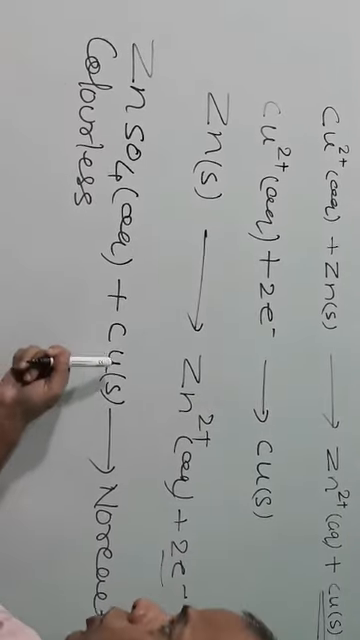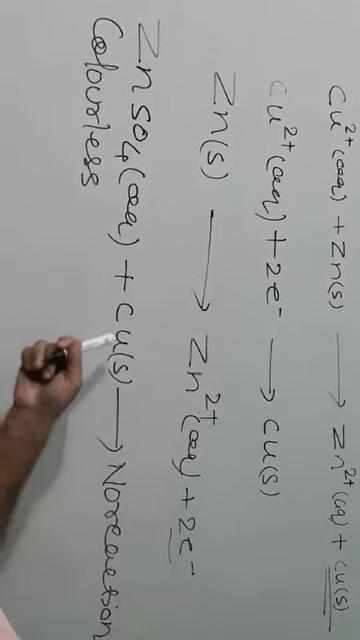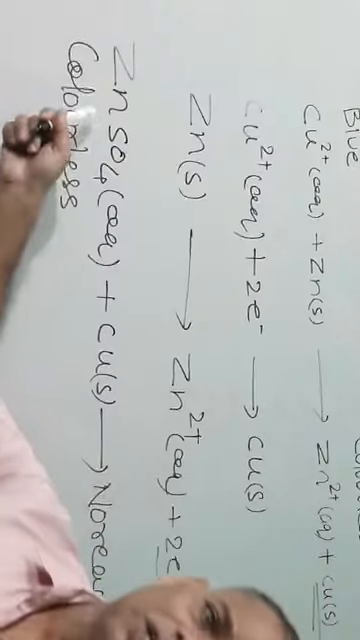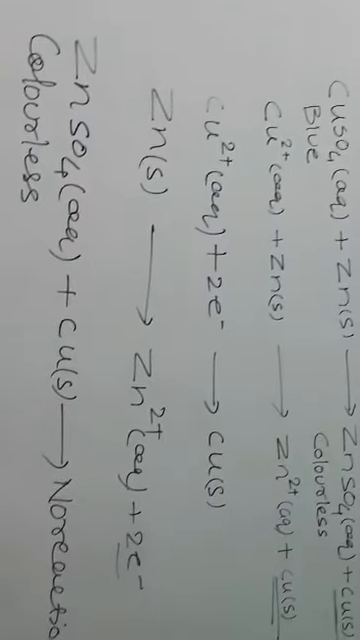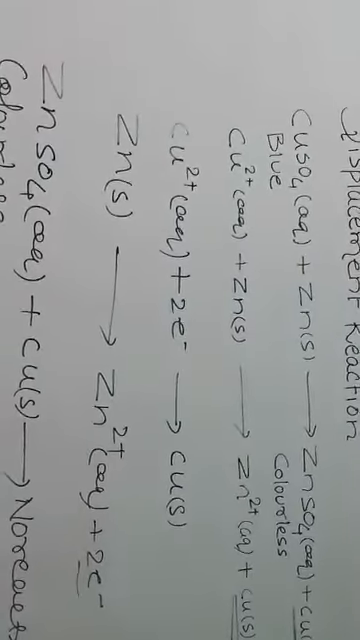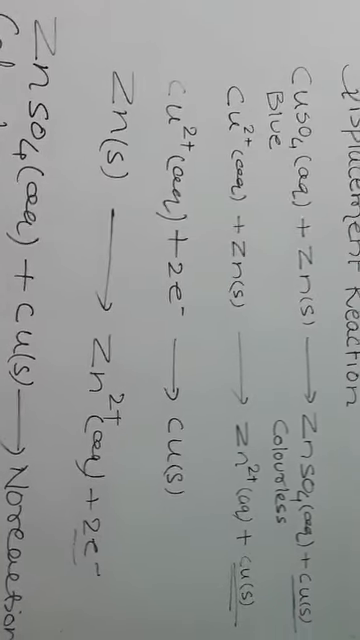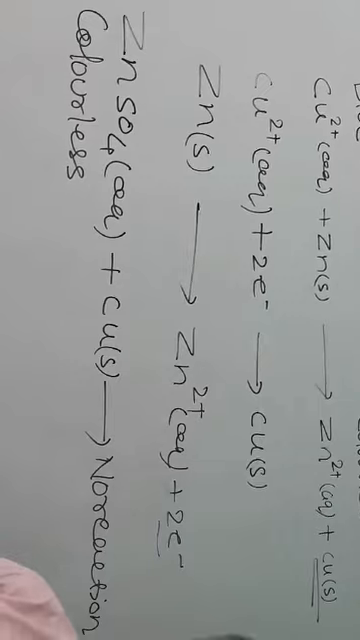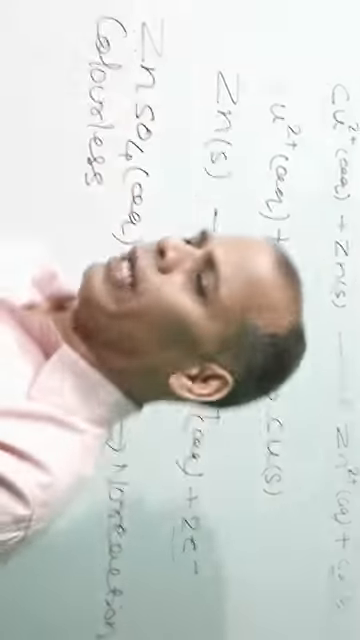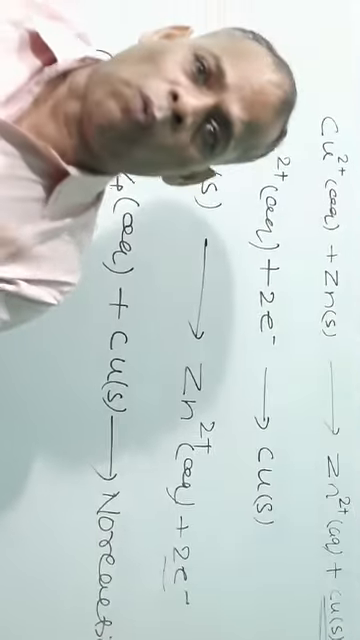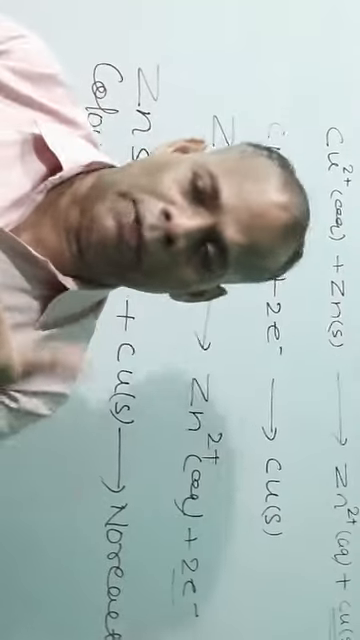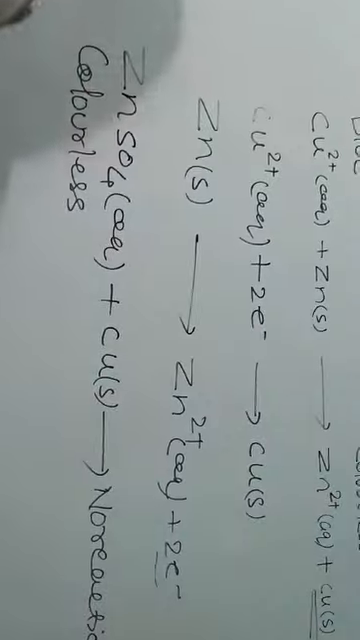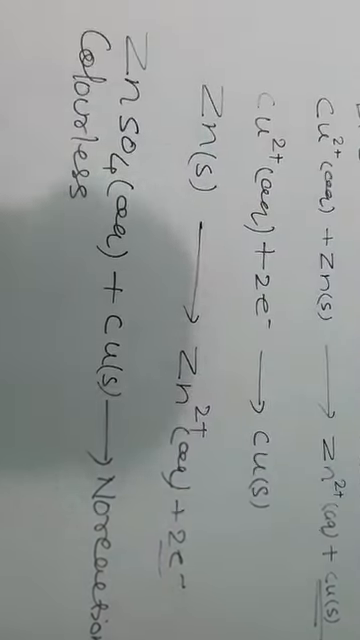Why? Because copper is less reactive than zinc. That's why copper is unable to displace zinc from zinc sulfate. My dear students, now I would like to focus on why this happens. I will try my level best to make you understand in the simplest way.